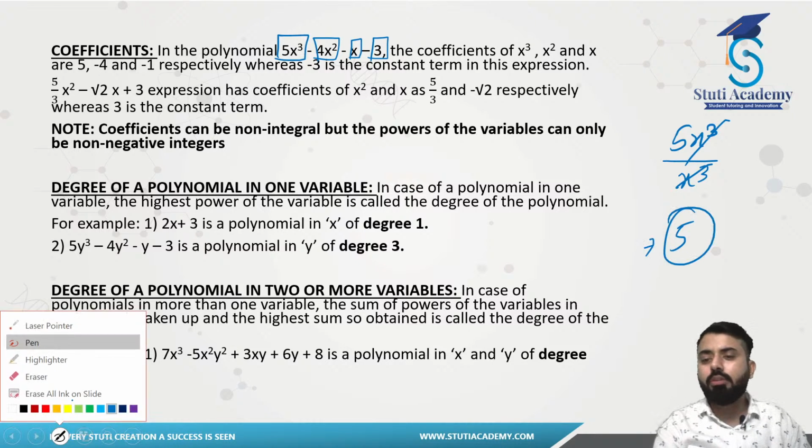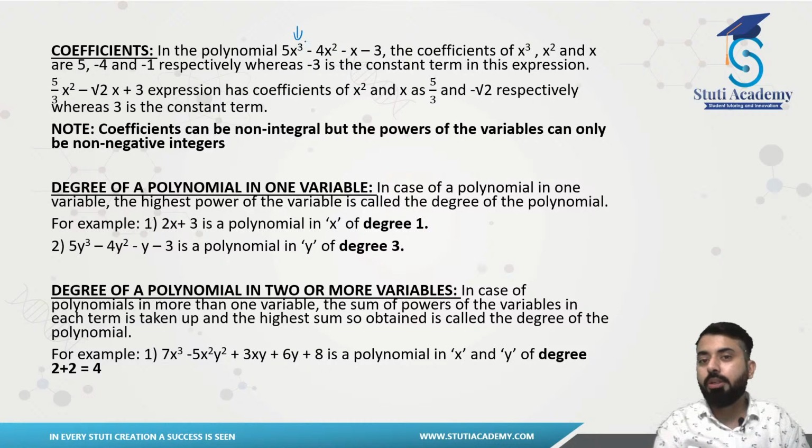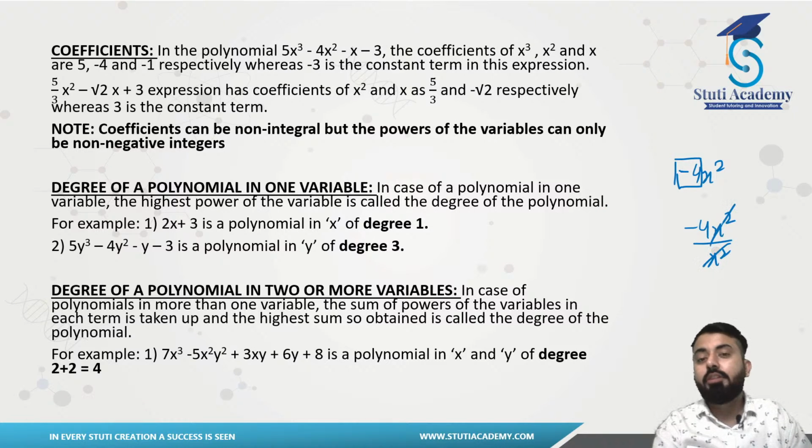Or you can just simply look for it. You see, this is the x cube term here. So its numerical partner will be your coefficient. So the coefficient is 5. That is written here. Now if I want to find the coefficient of x square, I told you the negative sign will be with our term. So this will be negative 4x square. If you look for it, the coefficient is negative 4. That is the numerical part. Or you can divide negative 4x square by x square. Whatever is left is your coefficient, that is negative 4.